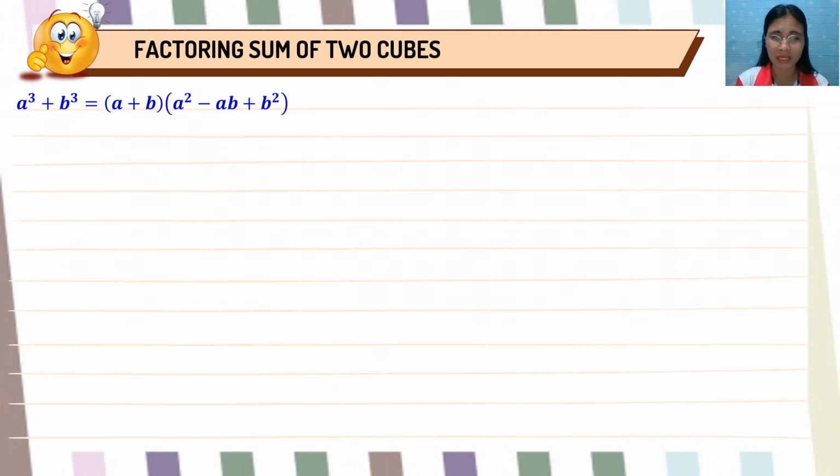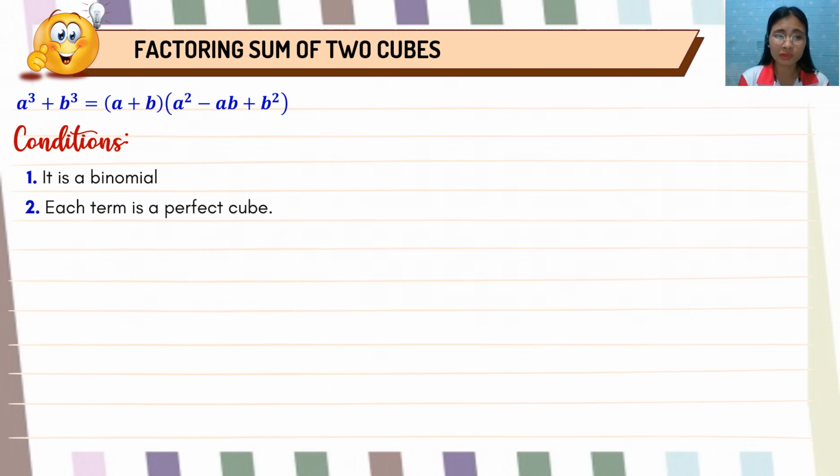term of a binomial. So when can we say that a particular expression is an example of sum of two cubes? So these are the conditions that you have to consider. Number one, it is a binomial. So when we say binomial, meaning it has only two terms. Number two, each term is a perfect cube. So when we say perfect cube, meaning when a particular variable or number is multiplied to itself 3 times.